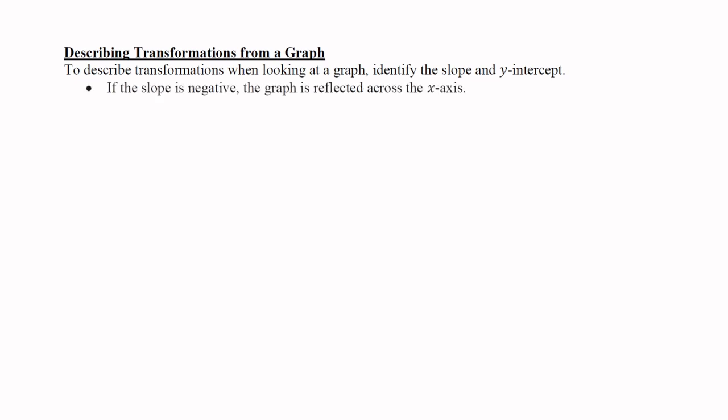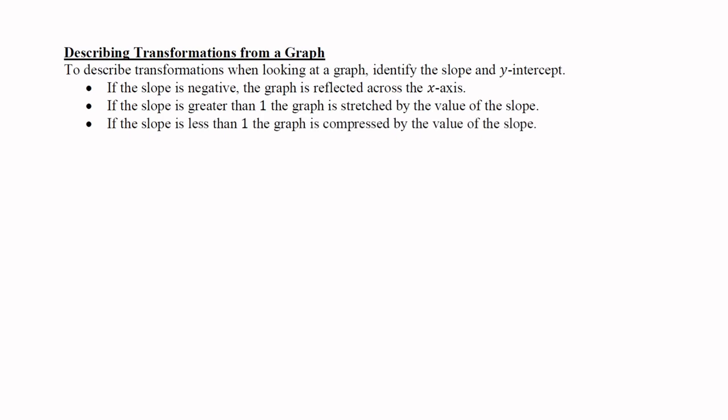Now let's talk about describing transformations from a graph. To describe transformations when looking at a graph, identify the slope and the y-intercept. If the slope is negative, the graph is reflected across the x-axis. If the slope is greater than 1, the graph is stretched by the value of the slope. If the slope is less than 1, the graph is compressed by the value of the slope. The y-intercept indicates if the graph is translated up or down. When describing transformations from a graph, we are not going to be concerned with transformations to the left or to the right.